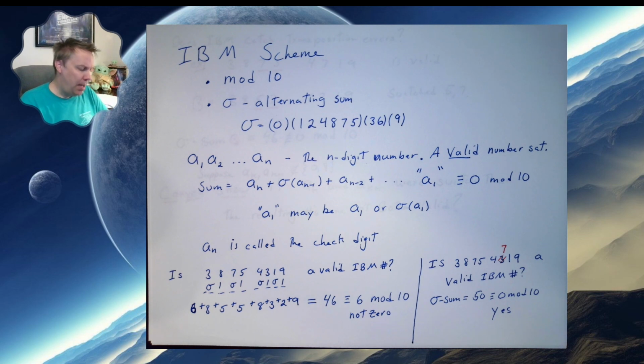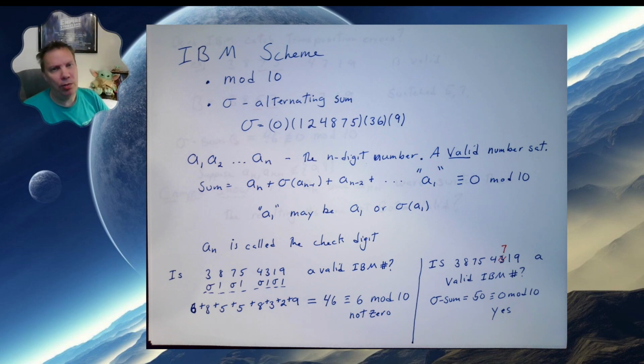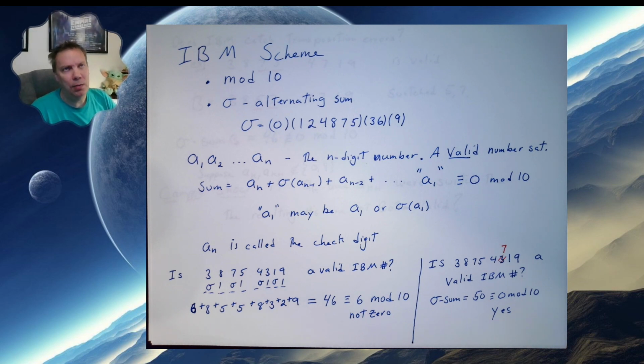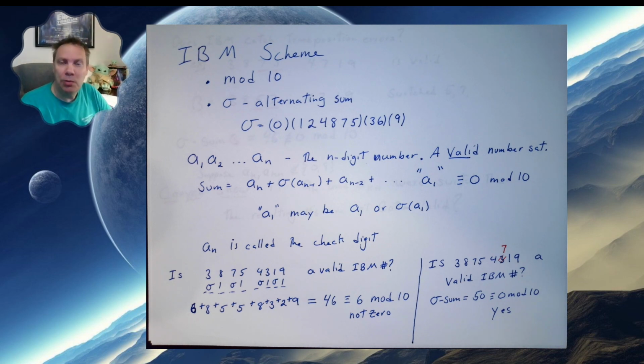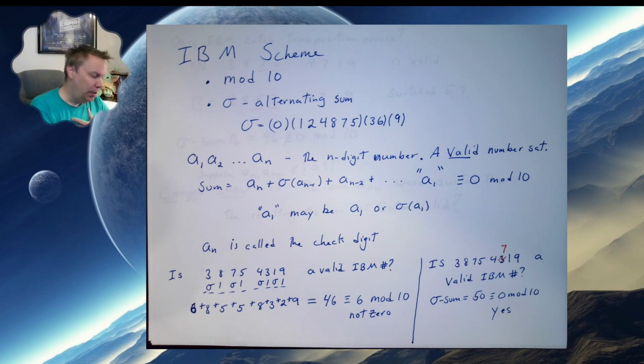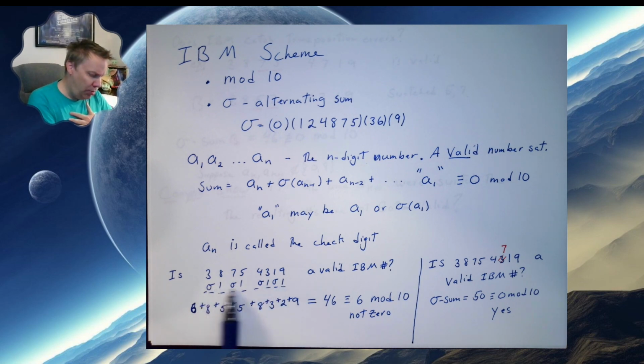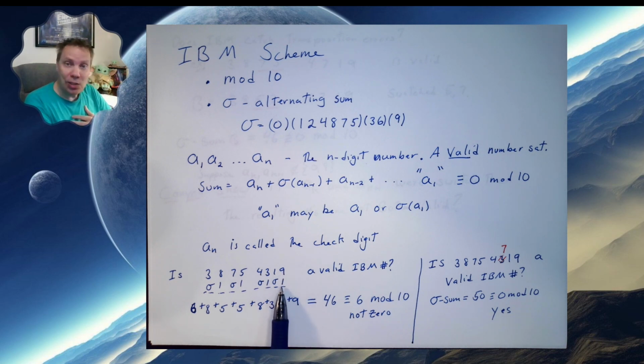So let me talk about a number here, 38754319. Now this isn't a credit card number. Credit card numbers have 16 digits. Well, most of them do have 16 digits. I'm going to pick a small example so we don't have lots of computations to do. What I like to do, this little row that I put down here, I actually did this from right to left. I always start with the last digit as a 1.